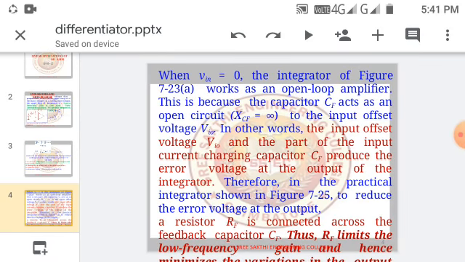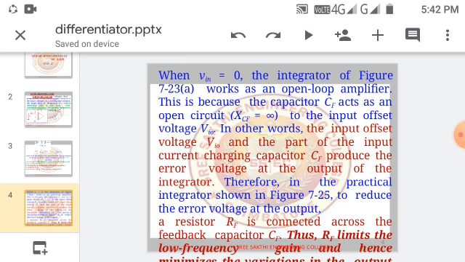Next one, when V equal to 0, the integrator works as an open loop amplifier. If there is no input, the capacitor CF acts as an open circuit, so it acts as an open loop amplifier. Right. The input offset voltage V input and part of the input current charging the capacitor produce the error voltage at the output of the integrator.